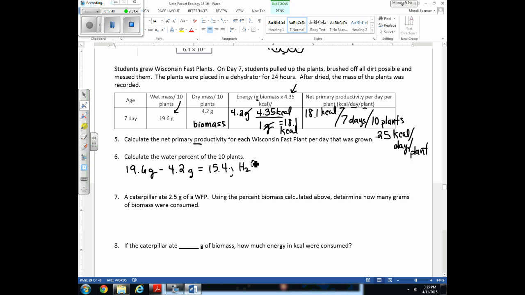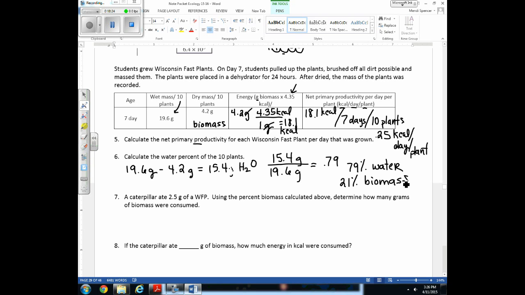To calculate the percent of plant tissue that is water, we take the water loss, 15.4 grams, over the initial mass of those plants, 19.6 grams, before we dried them. We get 0.79. So that means that 79% of those Wisconsin fast plants was actually water, which means that 21% is due to biomass. So we're going to need that to answer question number 7.